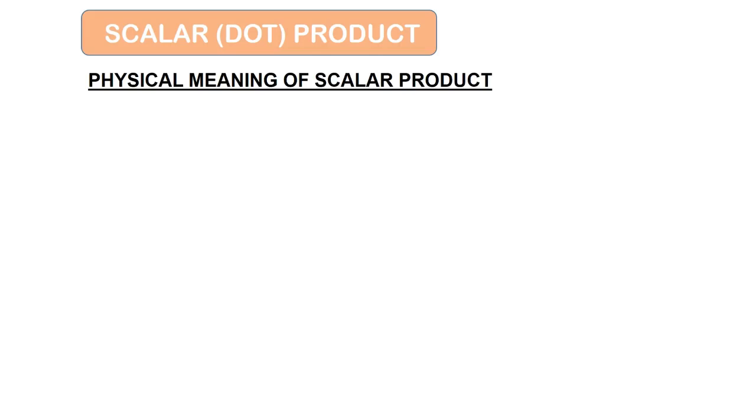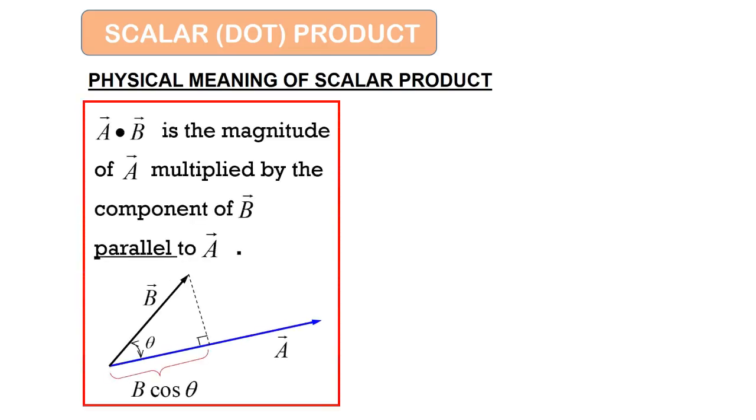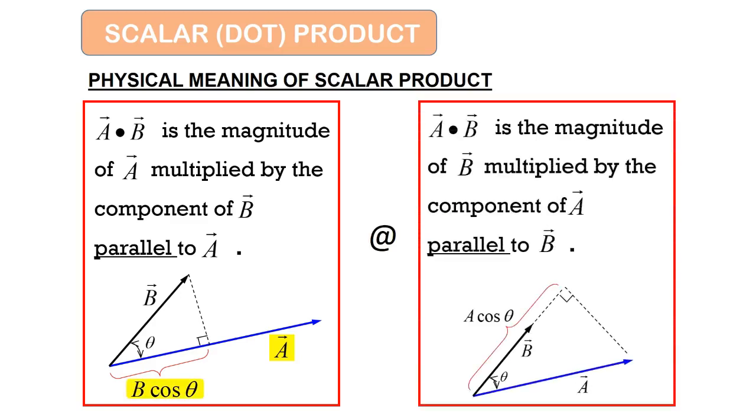Physical meaning of scalar product. The scalar product for vector A and B is the magnitude of vector A multiplied by the component of vector B parallel to vector A. Or we can also say that the scalar product of vector A and B is the magnitude of vector B multiplied by the component of vector A parallel to vector B. In short, scalar product involves the amount of one vector that is parallel to the other vector.